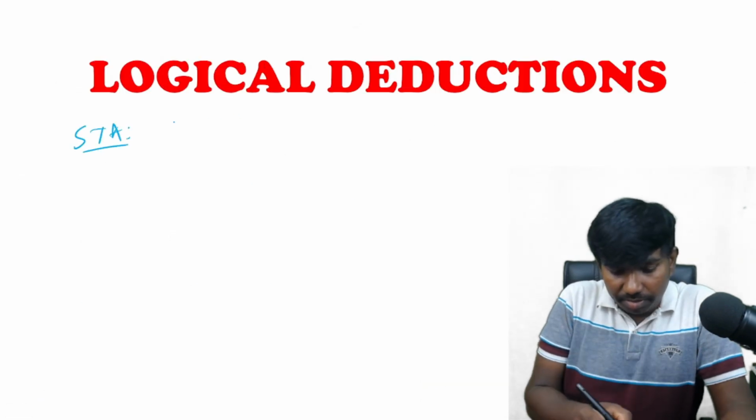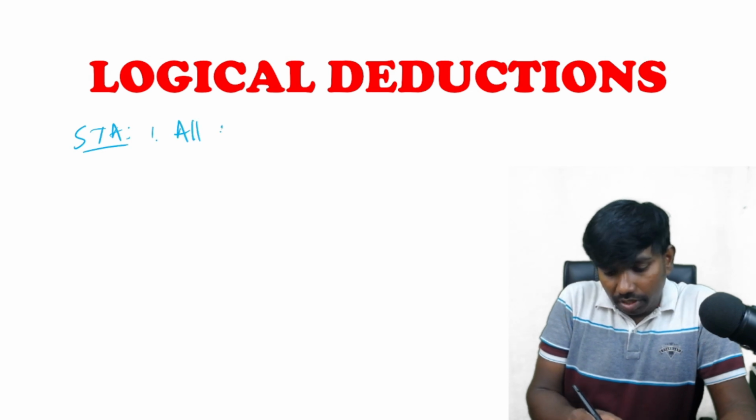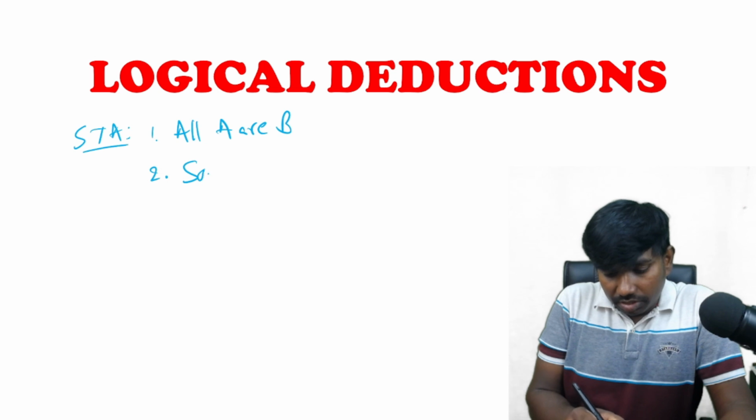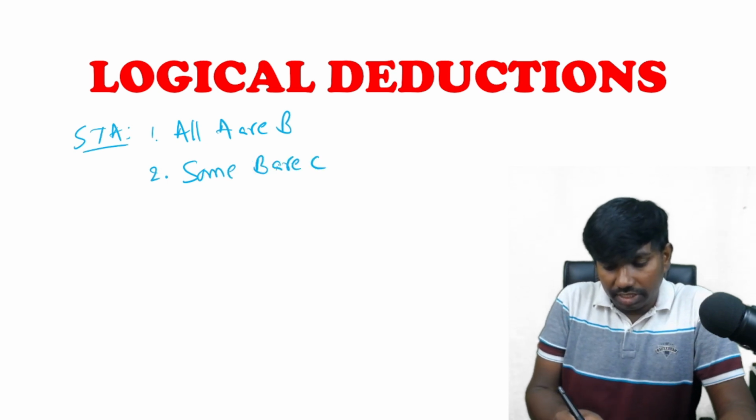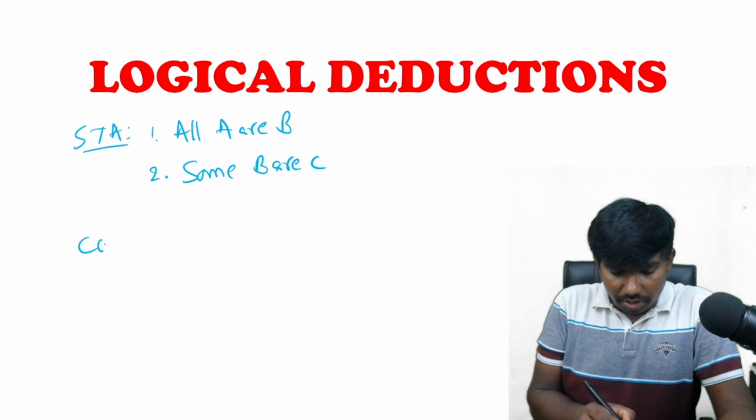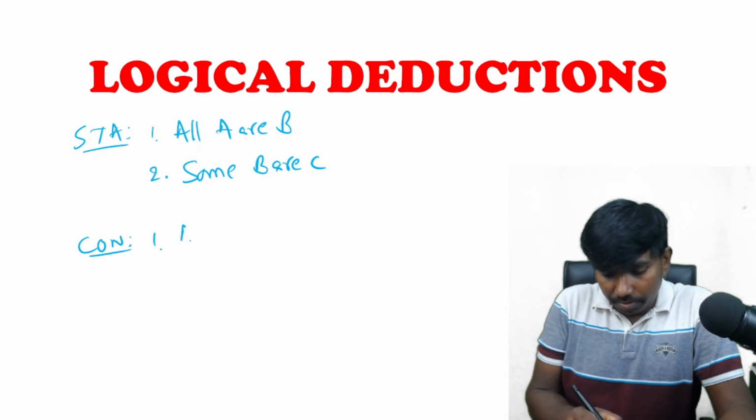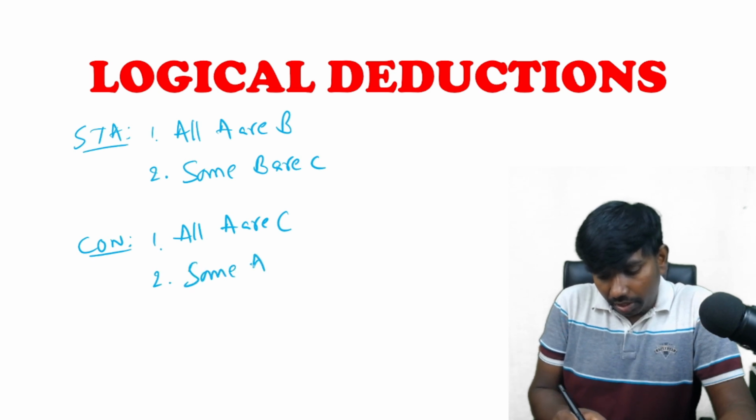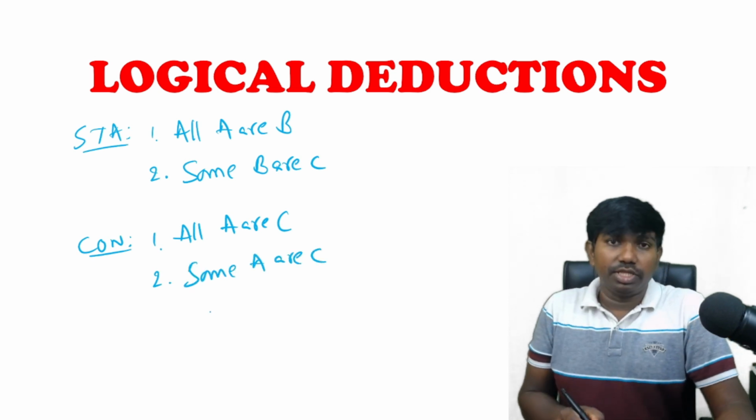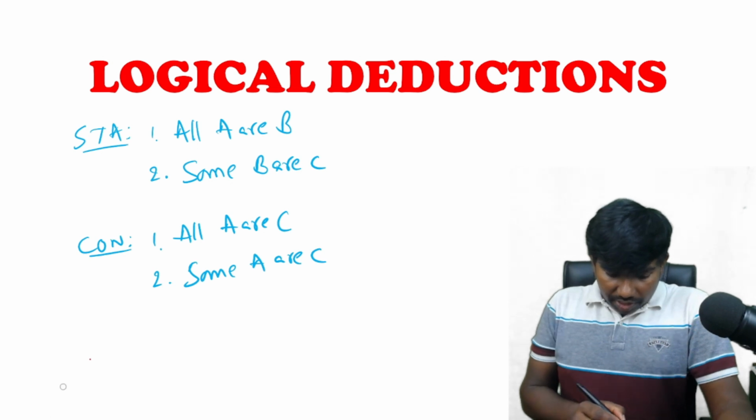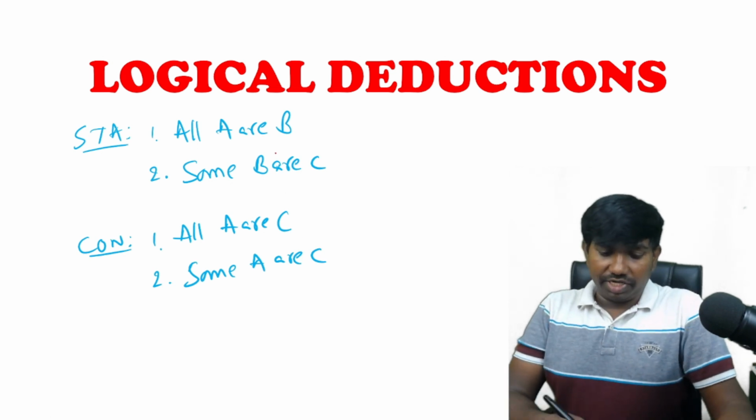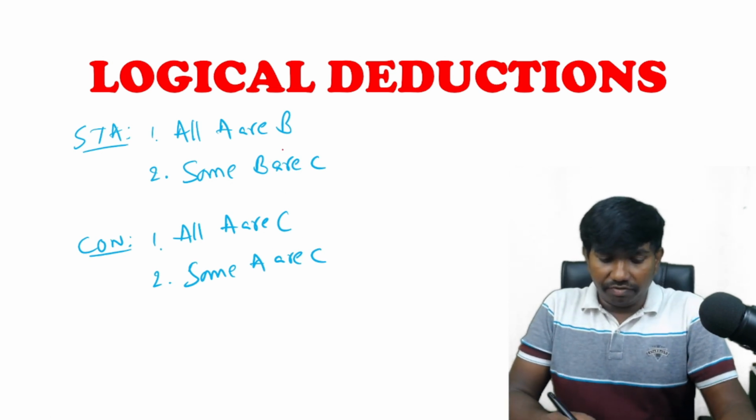Suppose there are some statements. Number 1, all A are B. Next, some B are C. These are the 2 statements given. And the conclusions: number 1, all A are C. Second, some A are C. These are the 2 conclusions given. Tell me which conclusion follows the given statements, which conclusion is satisfying the given statements.